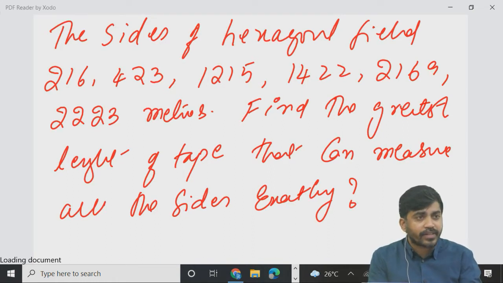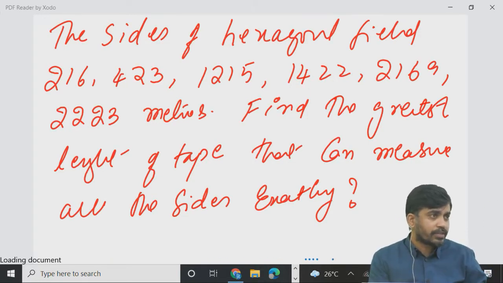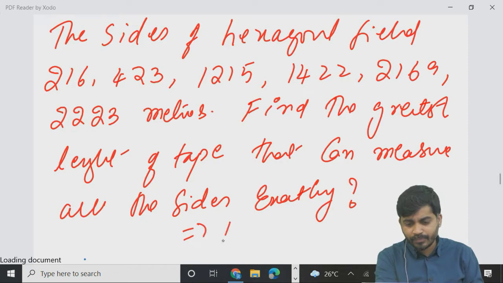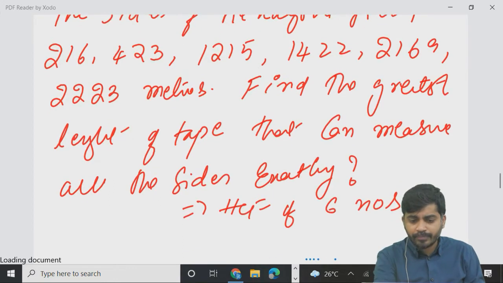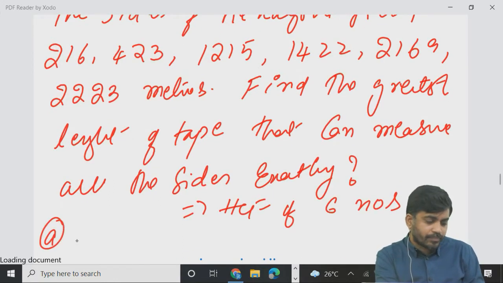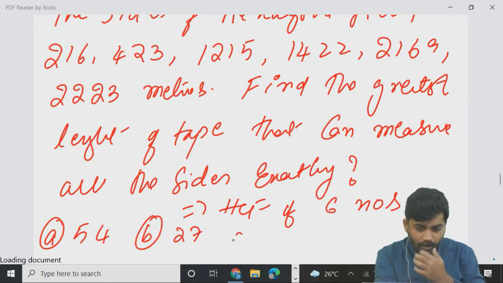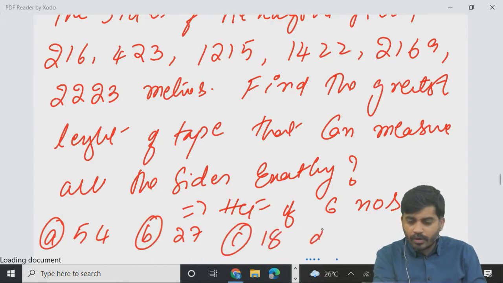What is the meaning of HCF? Greatest number that divides given numbers. That's all. Greatest length of tape means greatest number. Just find the HCF of the 6 numbers. I'll give options. First option is 54. Second option is 27. Third option is 18. Option D is 9.